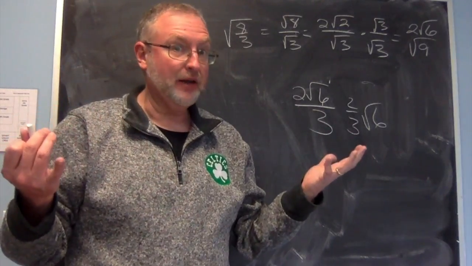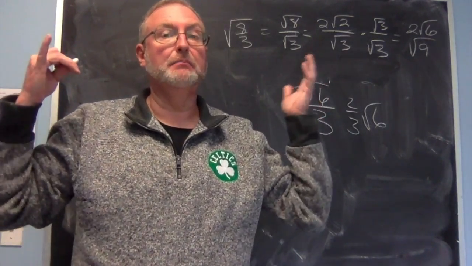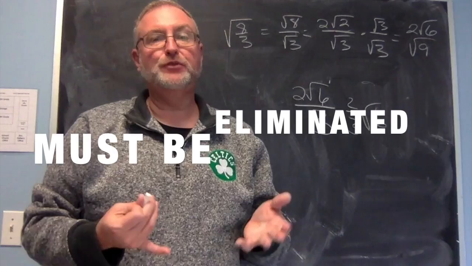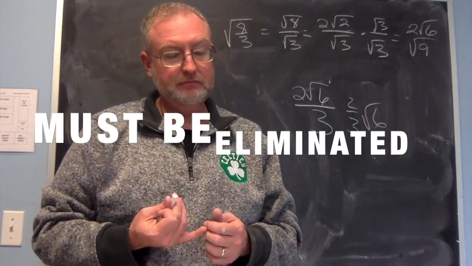All right? So all you have to do to get rid of an irrational number at the bottom, a radical, you can't have a radical at the bottom. You have to eliminate it. You multiply by itself, and you're able to get it.